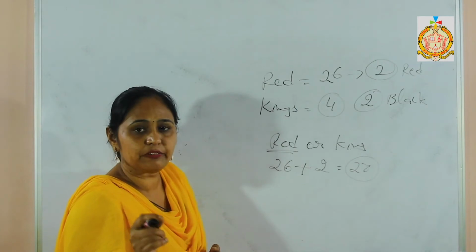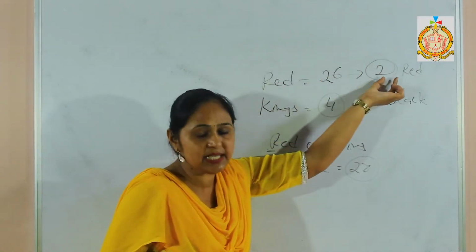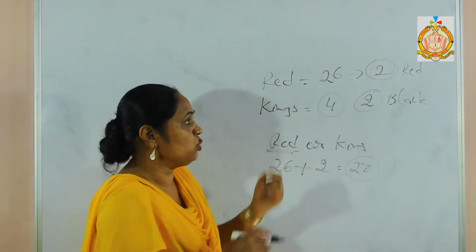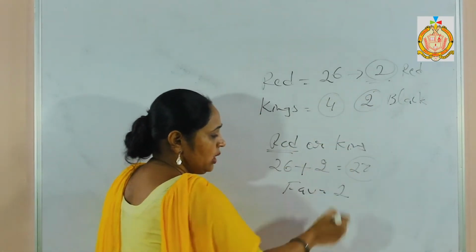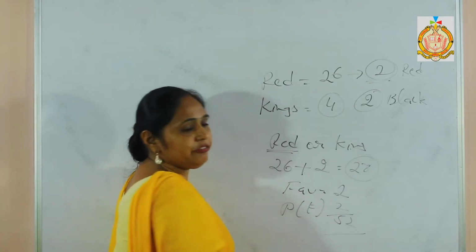But now he used the word "and". It means I have to take the common red and king. That means both conditions in a single card. There are only 2. In this case, I have the favorable outcome 2, and the probability of this event becomes 2 upon the total of 52 cards.